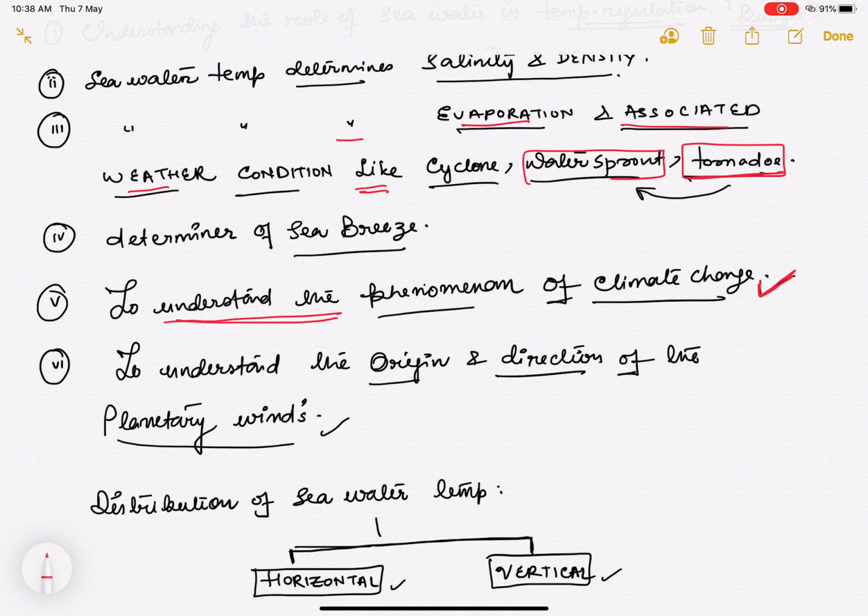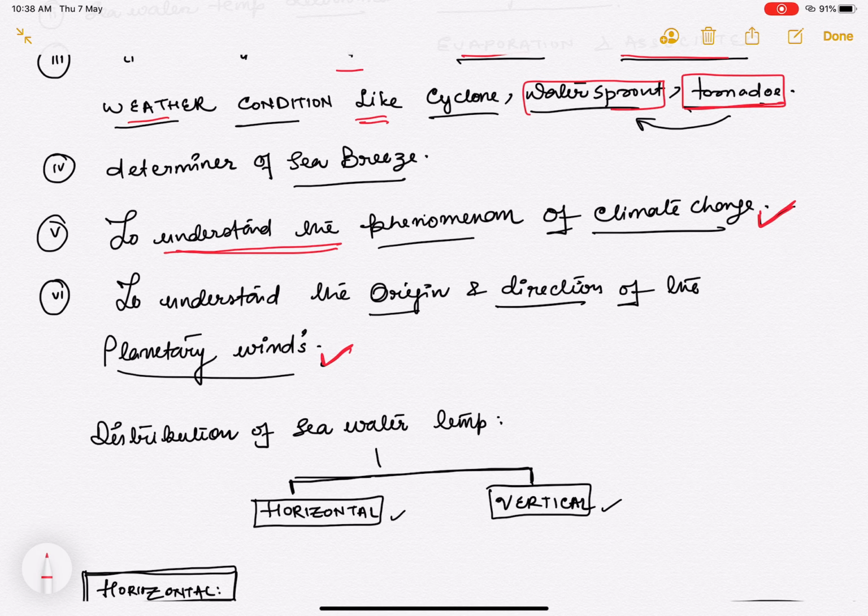Next, to understand the origin and direction of a planetary wind. Again, if you do not know how the temperature is basically determining the planetary winds, I would suggest you to go back and watch my video.